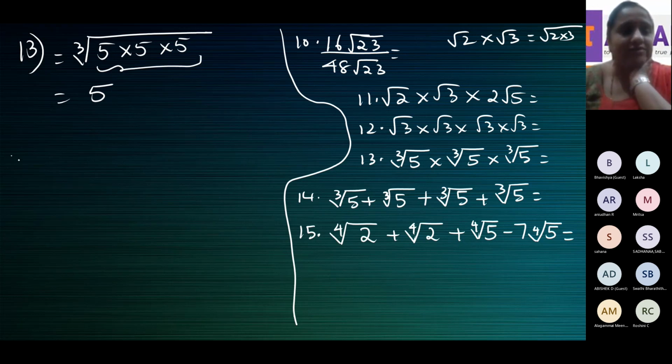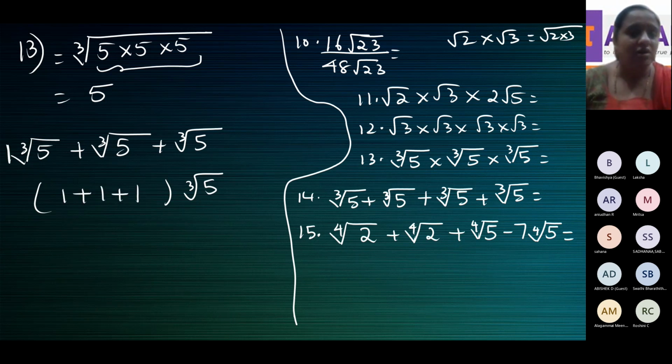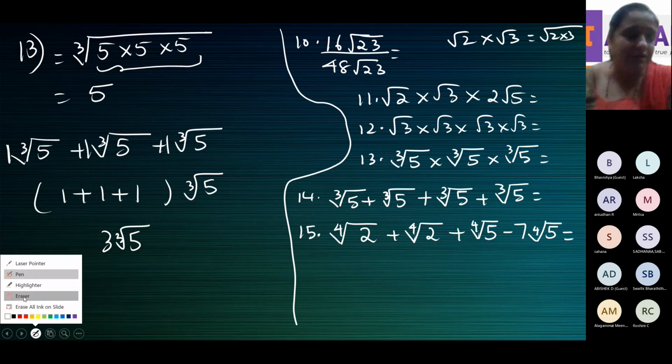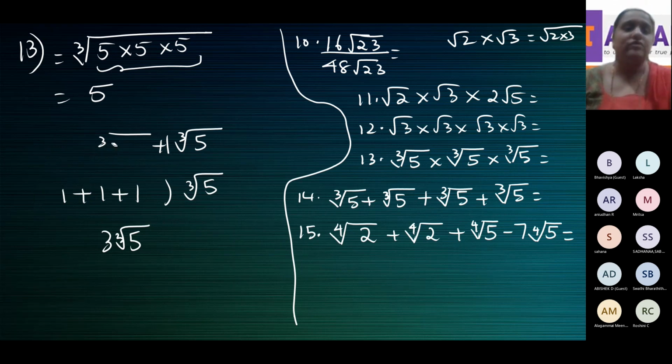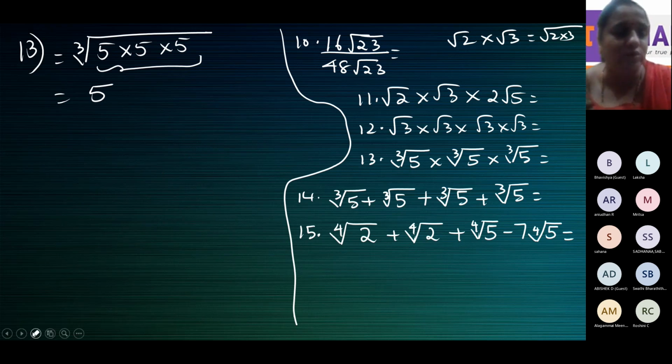But whereas cube root of 5 plus cube root of 5 plus cube root of 5, this is different. This is like you're taking out cube root of 5 common. So in the bracket, you'll get 1 plus 1 plus 1 because there's 1 here, no? So it is 3 cube root of 5. Addition is 3 cube root of 5. But when you're multiplying, it's cube root of 5 into 5 into 5. So 3 5s, 1 5 out of the cube root.